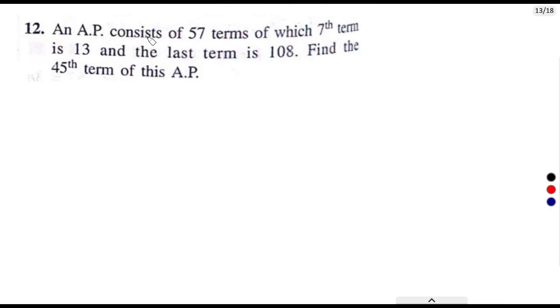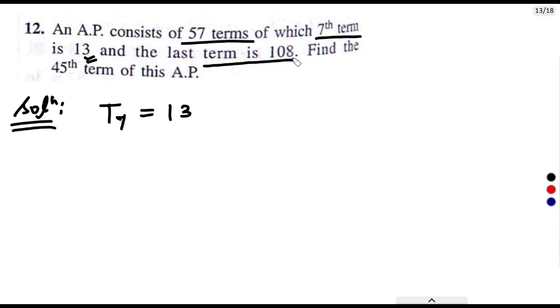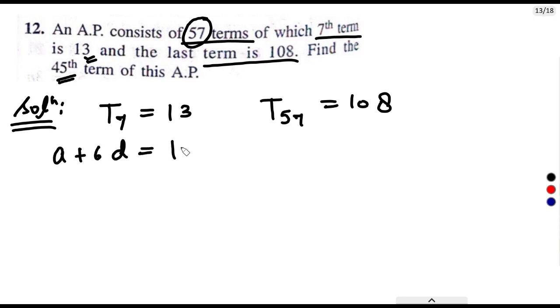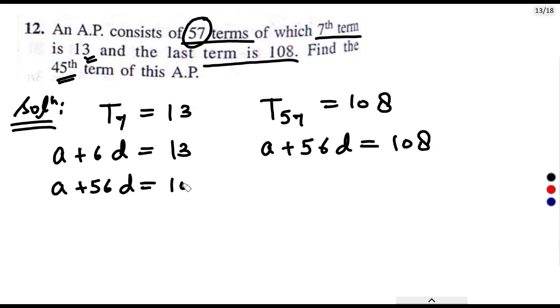Question number 12th, an AP consists of 57 terms, of which 7th term is 13, and the last term is 108, and the number of terms are 57. It means 57th term is 108. Find the 45th term. 7th term will be A plus 6D, and 57th will be A plus 56D. Simultaneously solve कर लीजिए दोनों equations को for A and D.